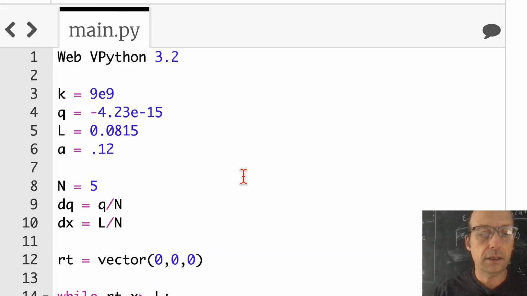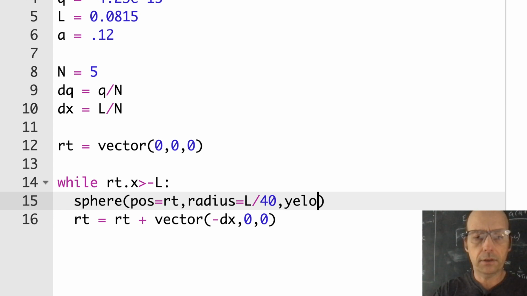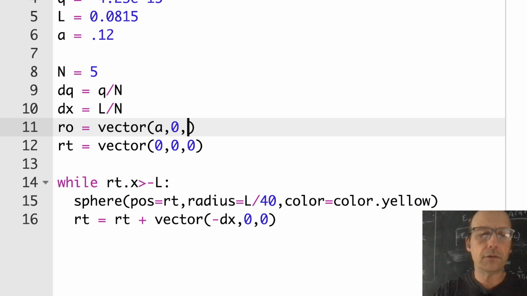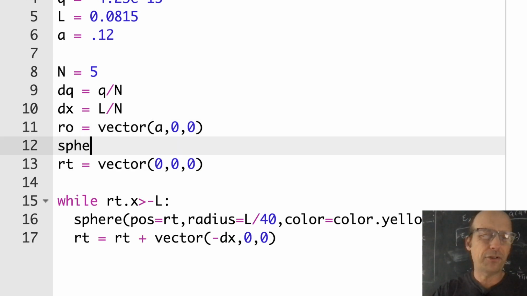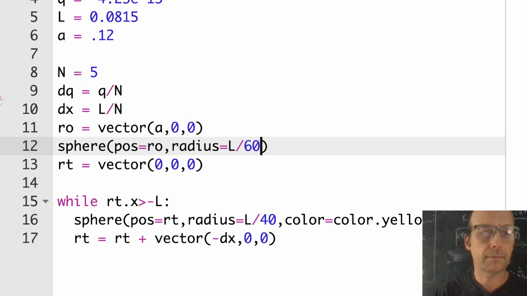Let's make those yellow, just so they look different. Color equals color.yellow. And then up here, I'm going to make an observation location just so we can see it. We don't have to do that though. So let's say our observation location RO is going to be the vector A, 0, 0, and let's put a sphere there. Position is RO. Radius is going to be equal to, let's say, L over 60. Let's just see what that looks like.